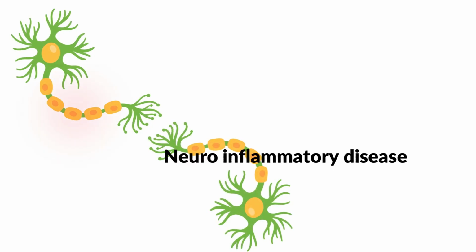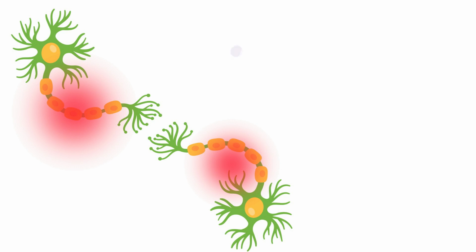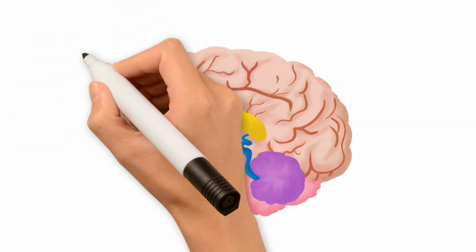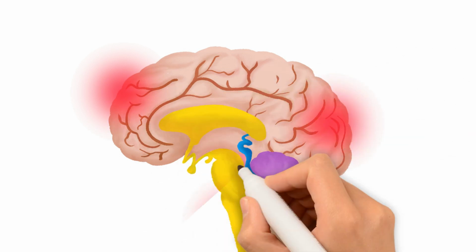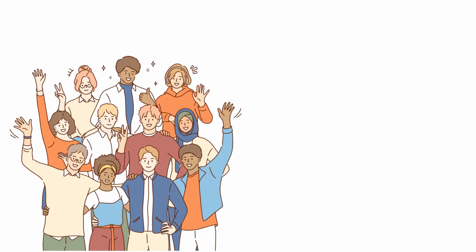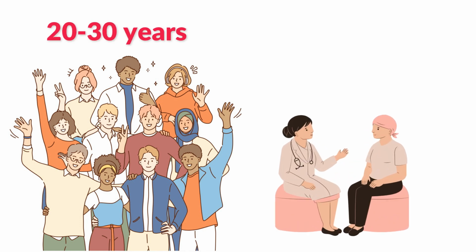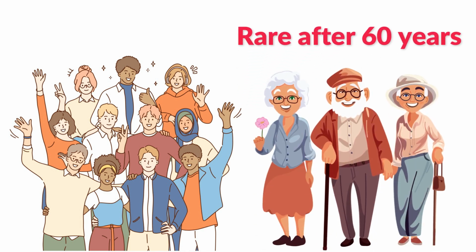Multiple sclerosis is by far the most common neuroinflammatory disorder in the Western population. It's a chronic T-cell mediated autoimmune disease which causes inflammation within the white matter of the brain and spinal cord, specifically in myelin and oligodendrocytes. Multiple sclerosis is the most common chronic central nervous system disease of young adults between 20 to 30 years of age. However, it's more commonly seen in women. Presentation after 60 years is quite rare.